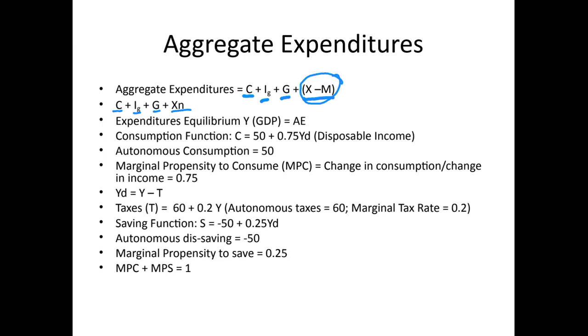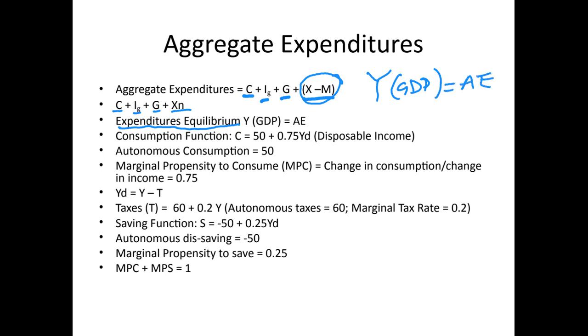So, aggregate expenditures equilibrium. What is the equilibrium? I know in the previous chapter, equilibrium is when aggregate demand intersects the aggregate supply curve. Here, equilibrium is when your income, that is GDP, is exactly equal to aggregate expenditure.